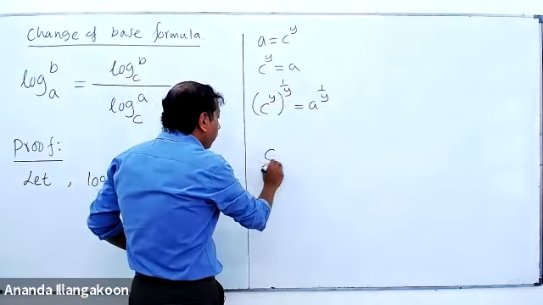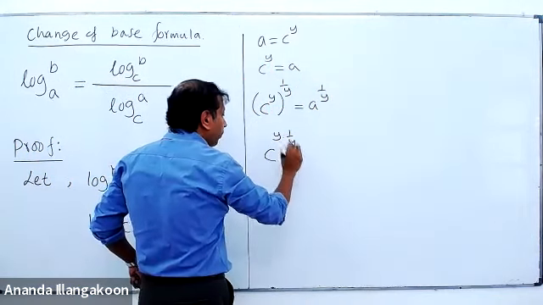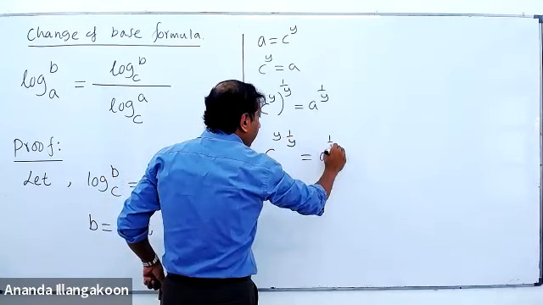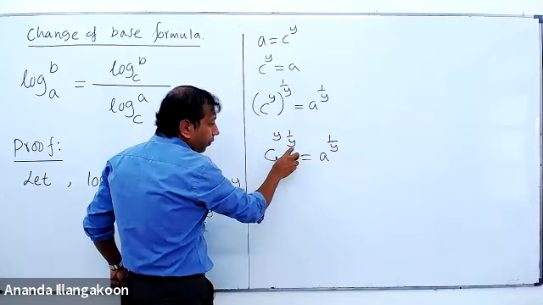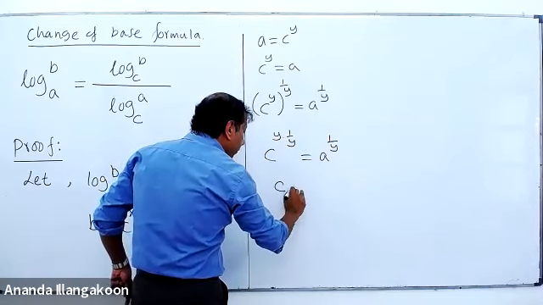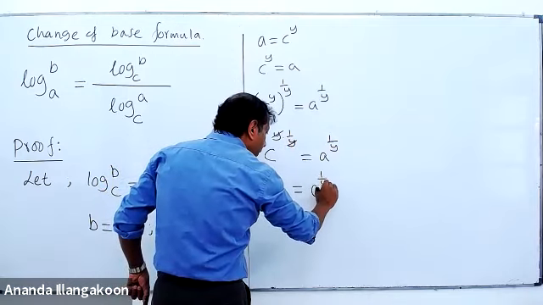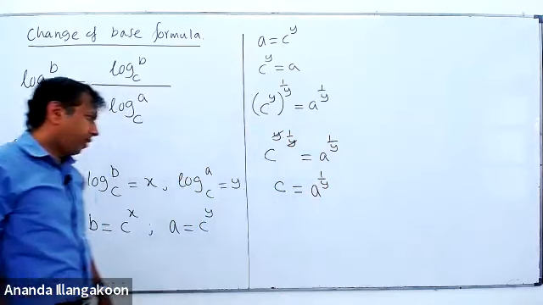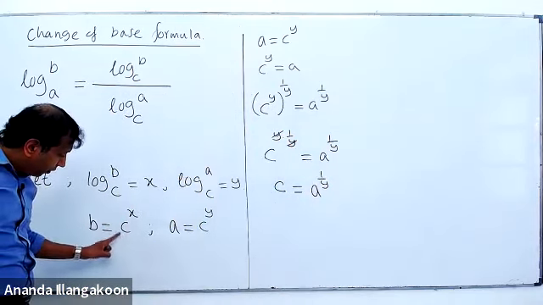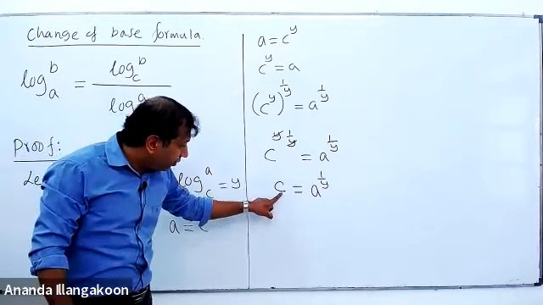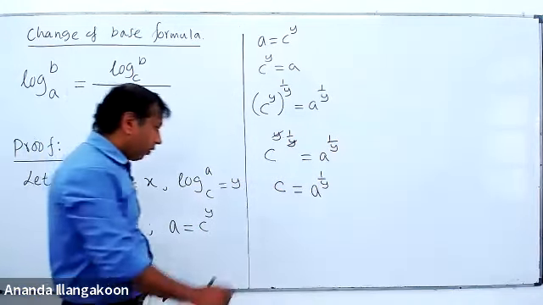Then on the left hand side, inner power and outer power we have to multiply, equals a to the power 1 upon y. This y and y you can cancel. c to the power 1, it is c coming. Now, c equals a to the power 1 upon y. Now, for this c, we substitute the answer, a to the power 1 upon y. Now you can write.